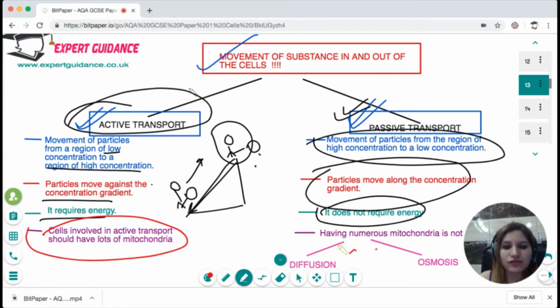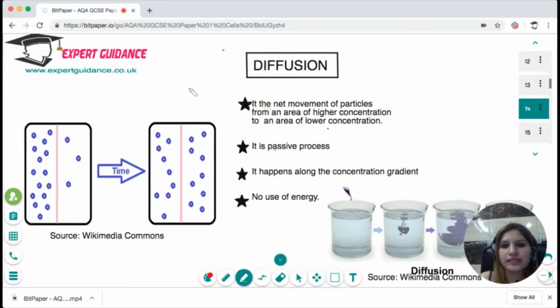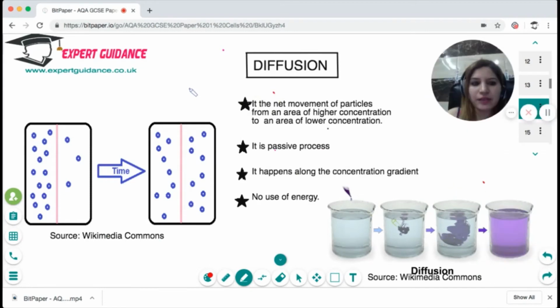And passive transport is of two types, diffusion and osmosis. Now, let us see what diffusion is and what osmosis is. If you see this diagram here, this was an empty container of water and a drop of ink, which was purple in color, was dropped. This ink started to spread out, and it spread out evenly until the particles of the ink are evenly distributed in the water.